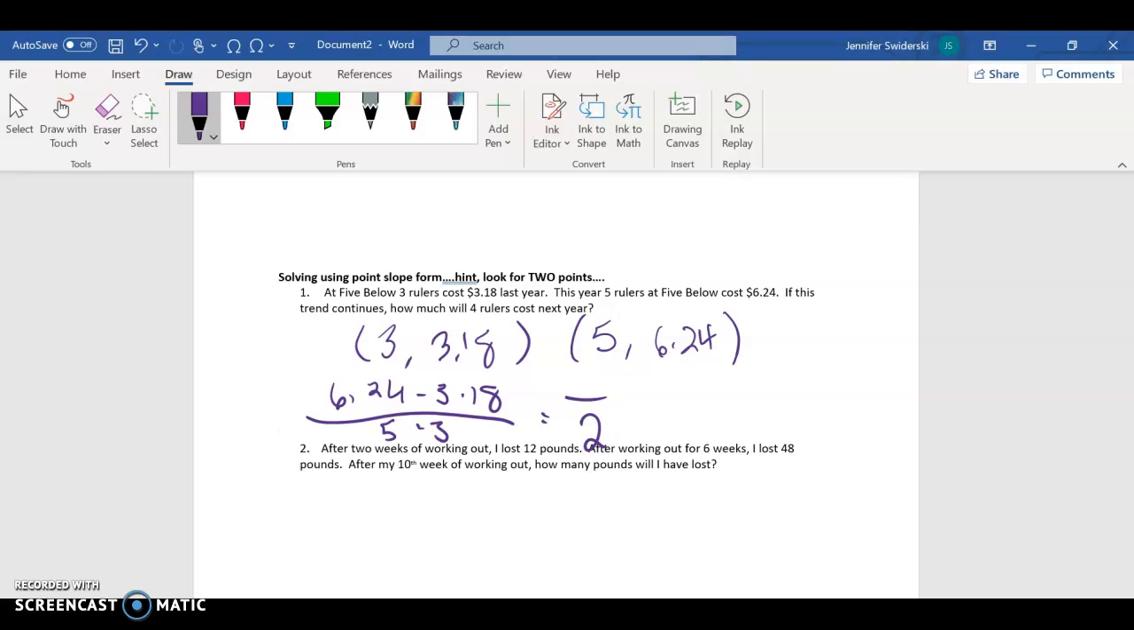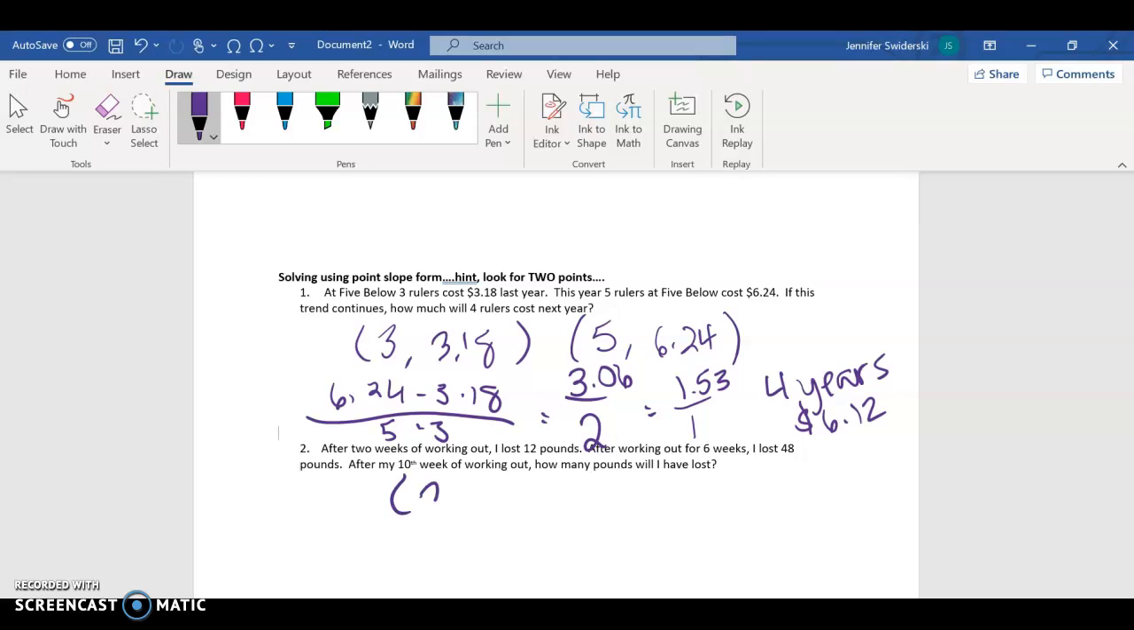So 624 minus 318 is going to give me 3.06 over 2, which means it was $3.06 for 2. So I want to figure out how much is in 1. 3.06 divided by 2, $1.53 per year. So I want to multiply that by 4. So after 4 years, the cost was $6.12.